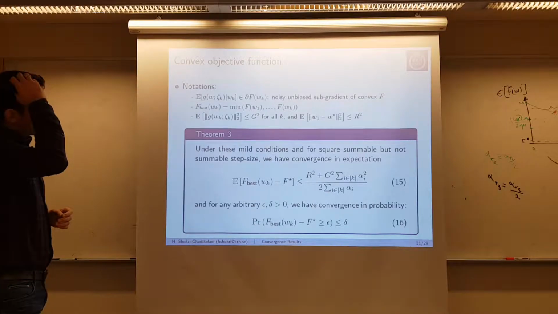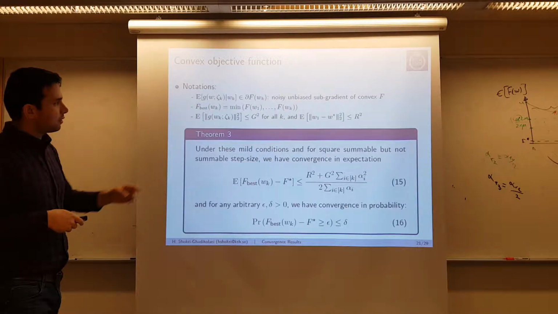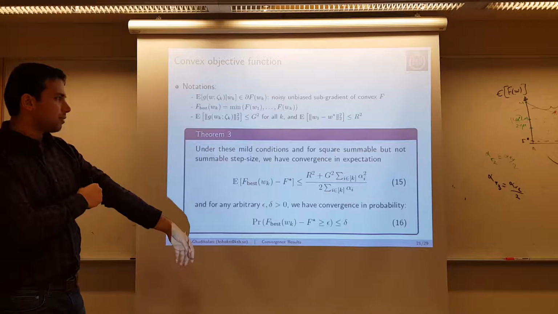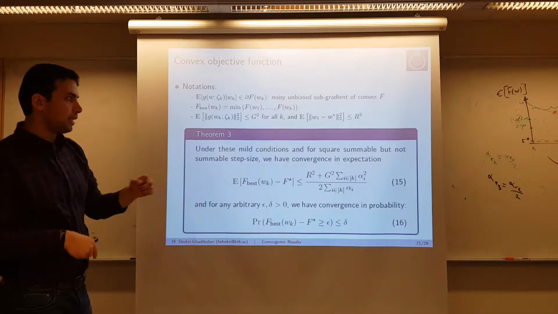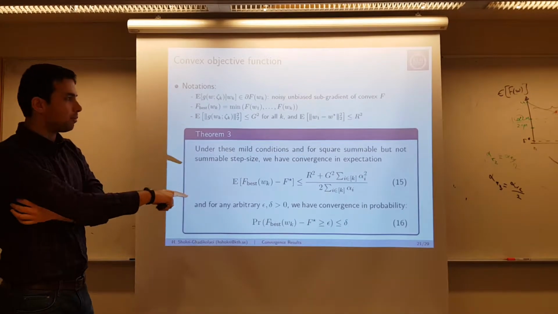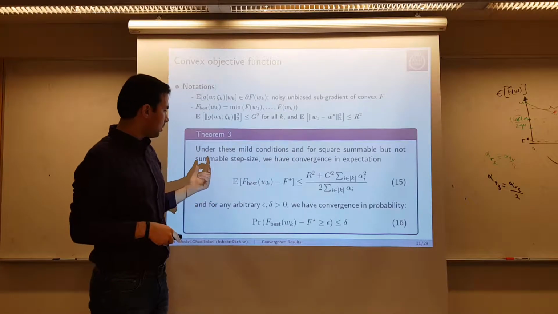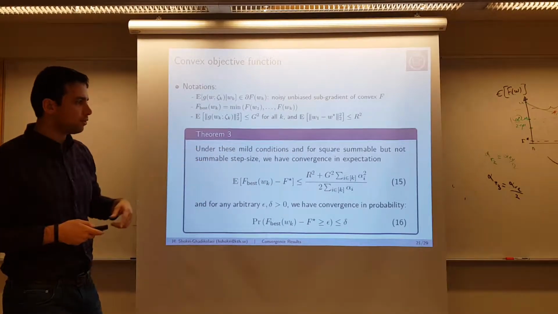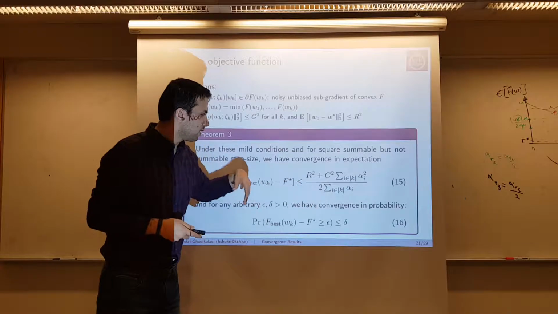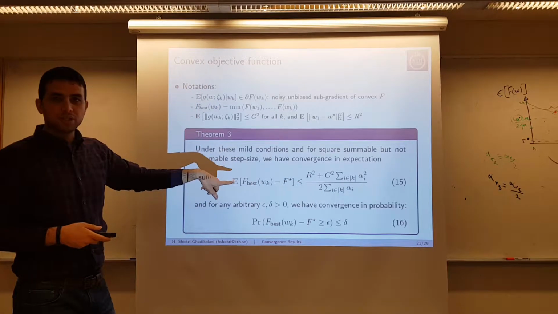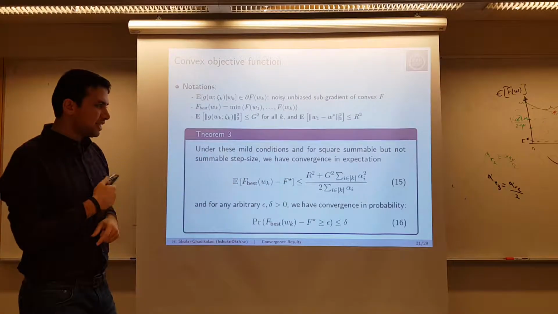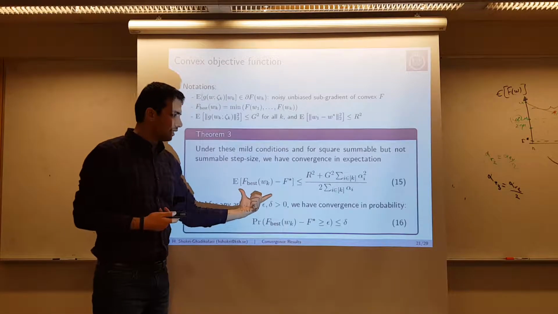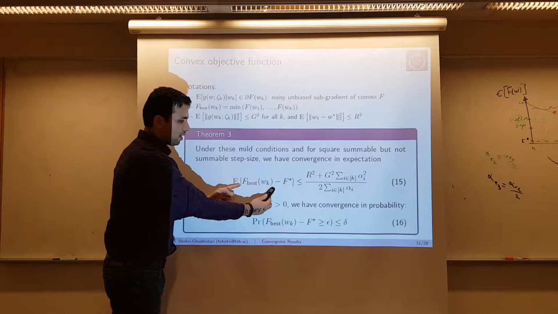Okay. So now with this notation, under some mild conditions and for now a diminishing step size with this property: they are square summable but not summable. We will see why we do need that. Actually, it's very clear here. We have this convergence. We have a convergence in expectation, in the sense that the expectation of f best, what was f best?